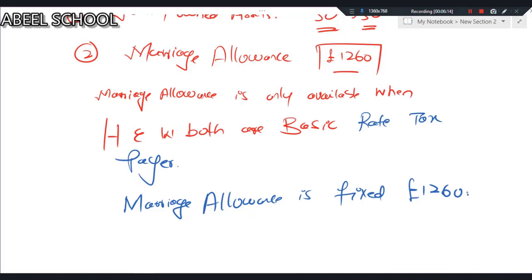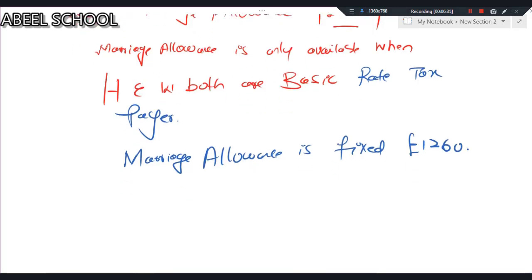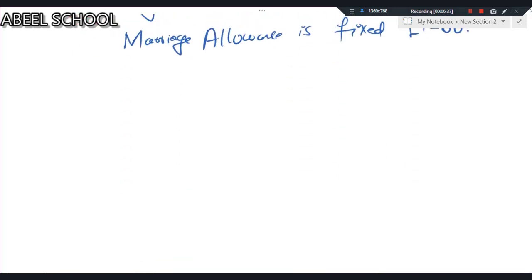Okay, next point. Actually, how does this marriage allowance work? Due to this marriage allowance, the recipient spouse's personal allowance will not increase. If the recipient spouse's personal allowance is not increasing due to 1260, then the question remains how it works. Now let me explain this, how this marriage allowance works.